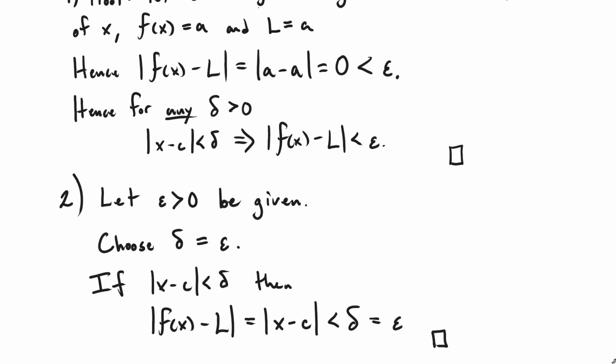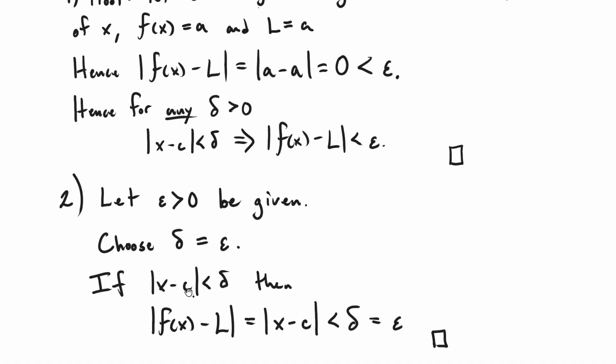Likewise, let's consider when the function value is itself x. If I have an epsilon arbitrarily small who's been given, if I just choose delta to be equal to that same epsilon, we have the inequality that we need.